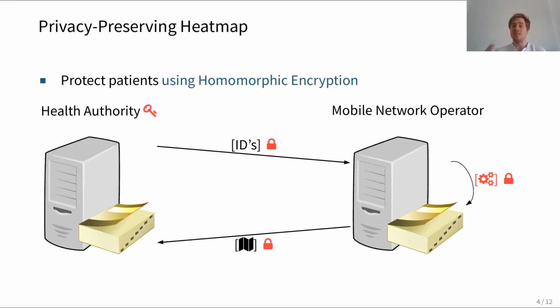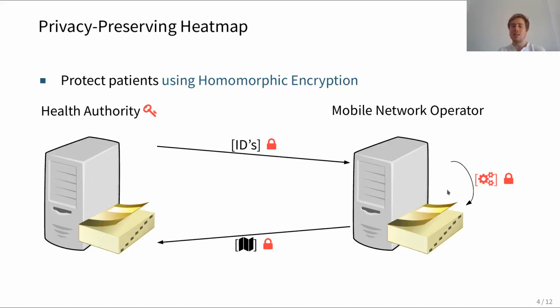But since it is a homomorphic encryption scheme, it is still able to combine this encrypted vector with its location data matrix and produce an encrypted version of the desired heat map. And once it's done, it sends back this heat map to the health authority, who then is the only one who has access to the secret decryption key and is the only one who can actually get the final heat map of the protocol.